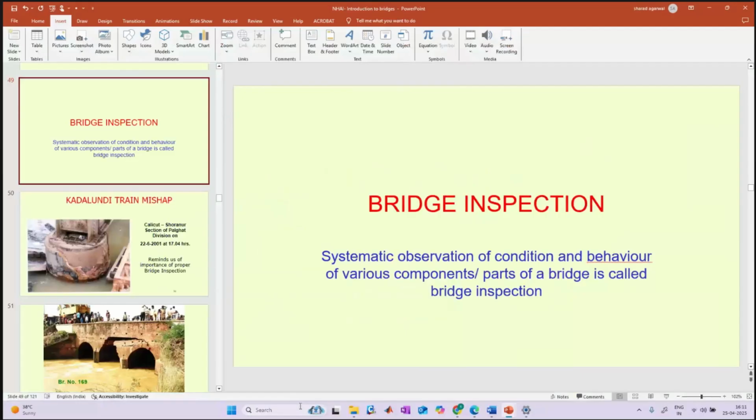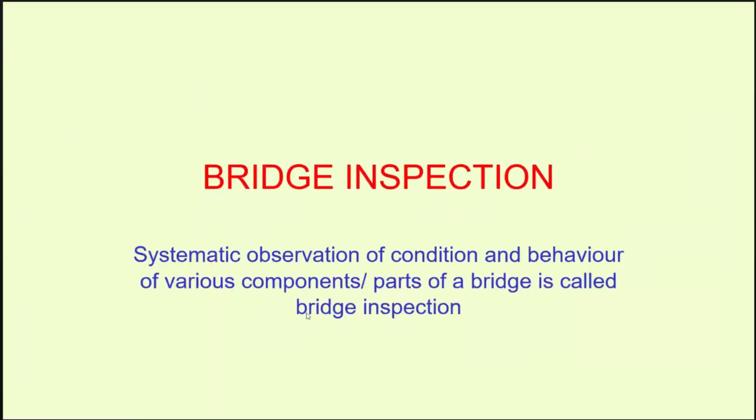Yes. Okay, so let's have a quick recap, starting from bridge inspection. See, bridge inspection is systematic observation of condition and behavior of various components and parts of the bridge, right? Here the stress is to be laid on two things. One is the material, another is the structure. Material is, say, steel or concrete, and structure is, say, plate girder or truss.